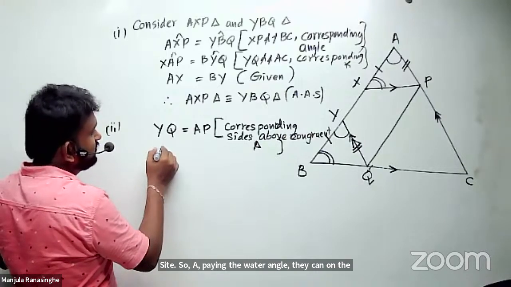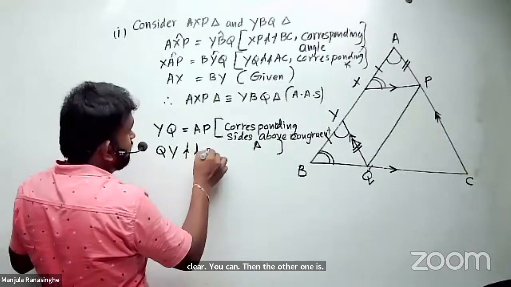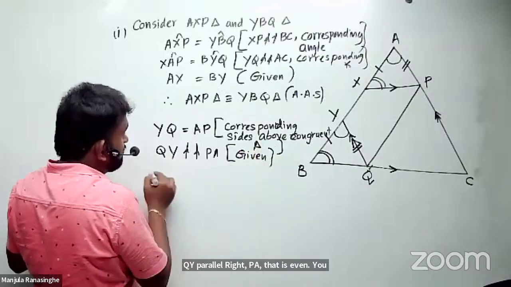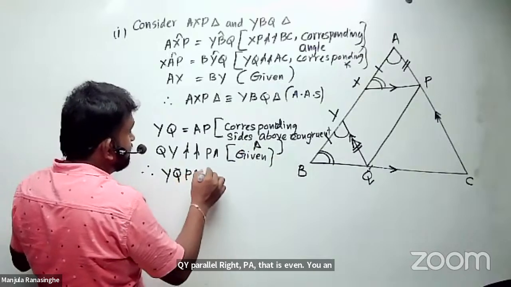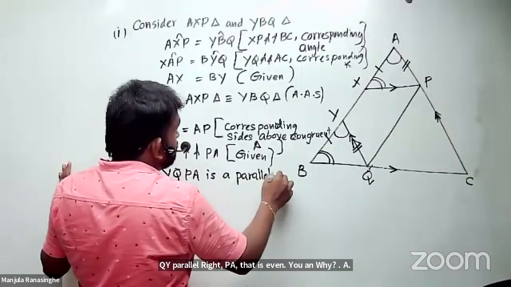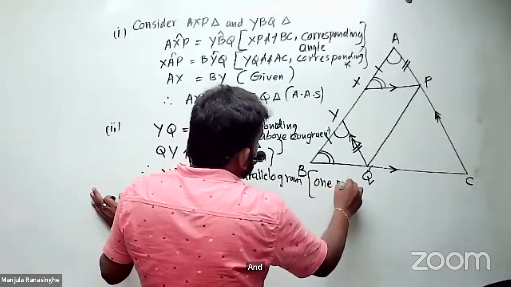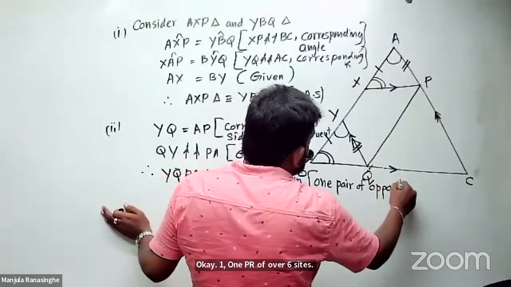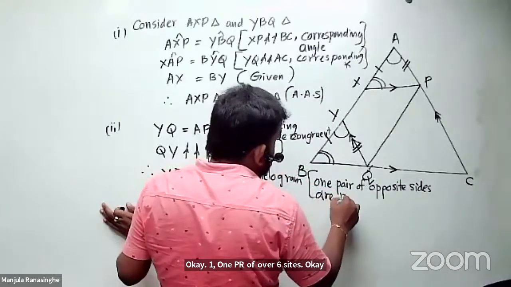Then the other one is QY parallel to PA, right? That is given in the question. Therefore, YQPA is a parallelogram. The reason: one pair of opposite sides are parallel and equal.